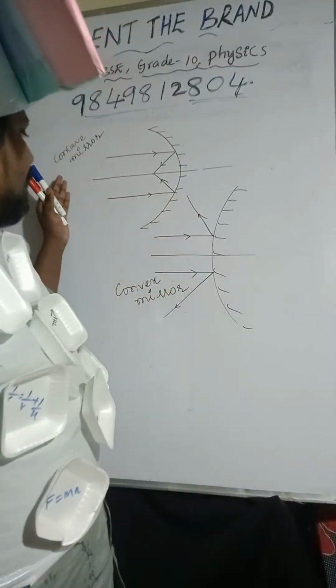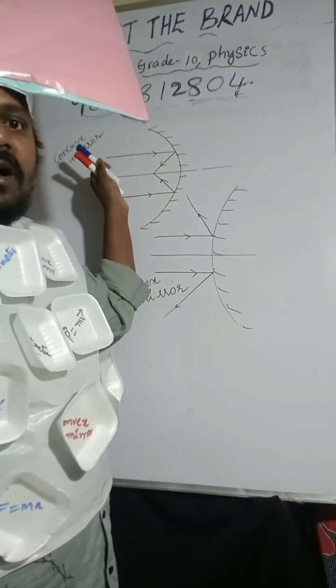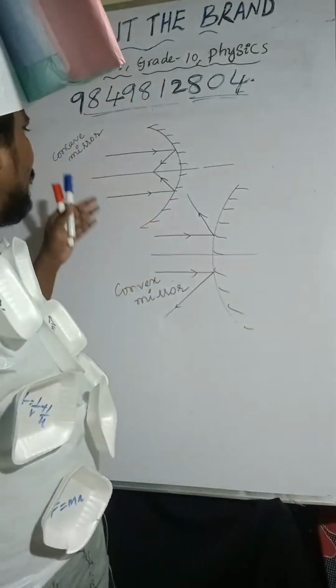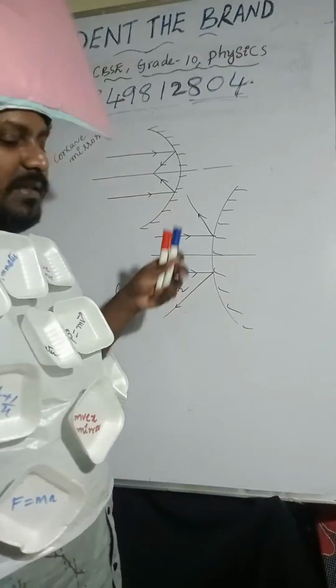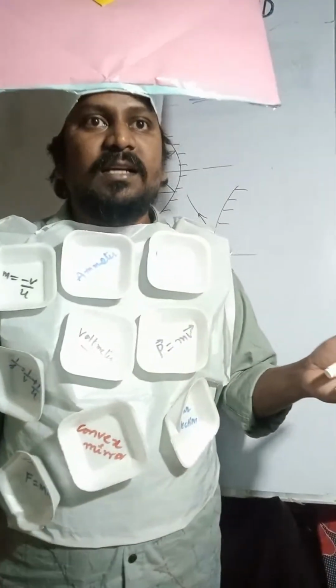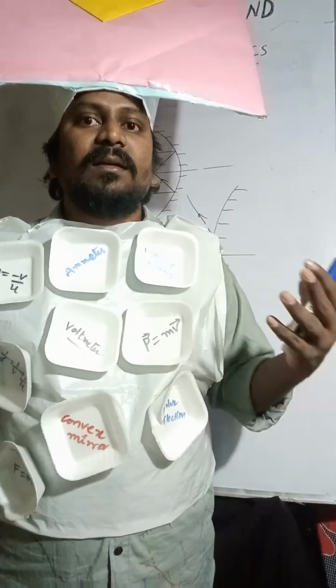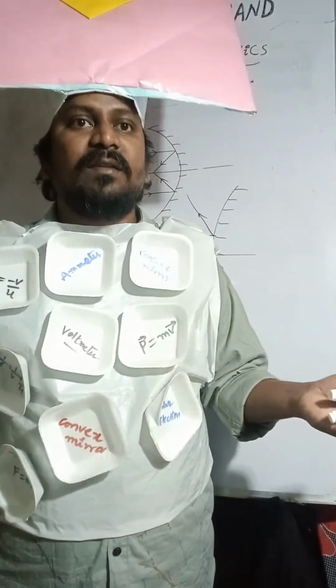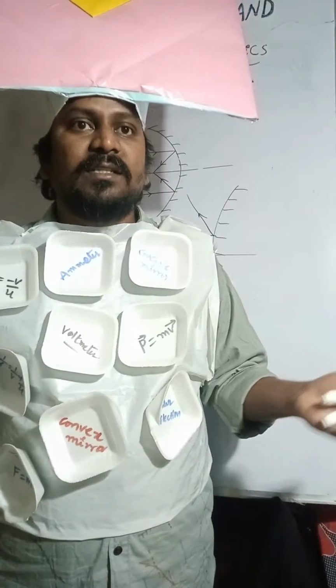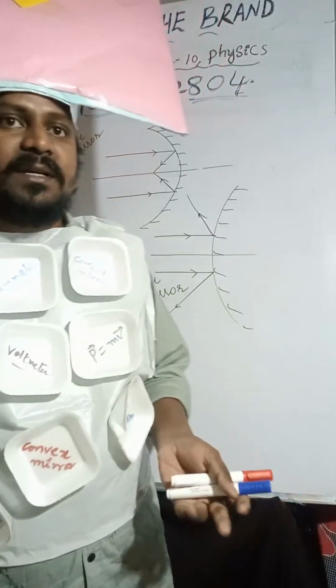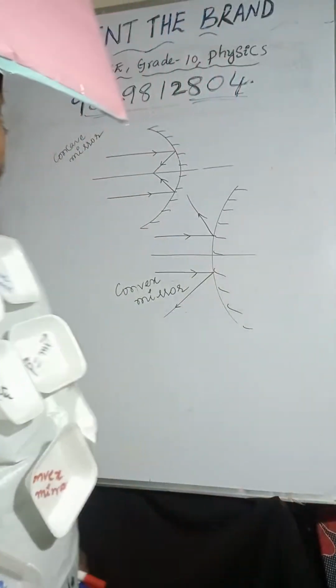So concave mirror and convex mirror. Okay, so this is about concave and convex. Next, we will discuss terms related to spherical mirrors. After that, we will discuss the ray rules of concave mirror and convex mirror. After that, image formations of concave mirror and convex mirror. Okay, so we'll discuss now.